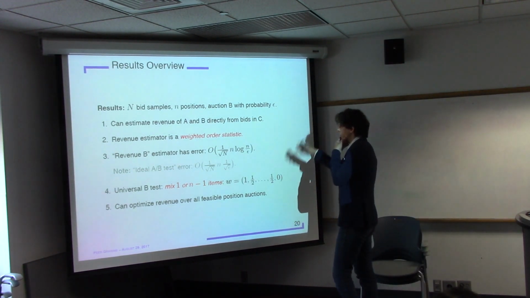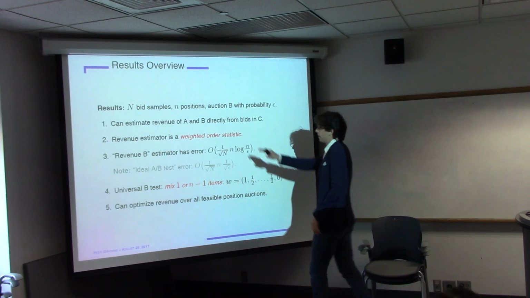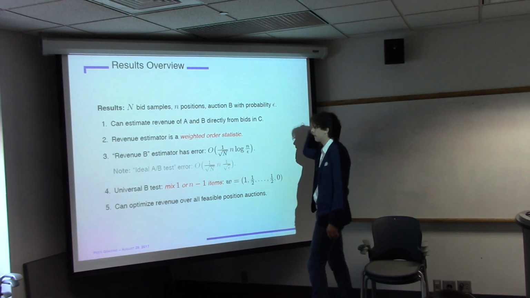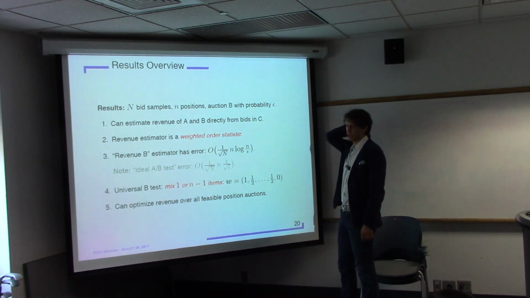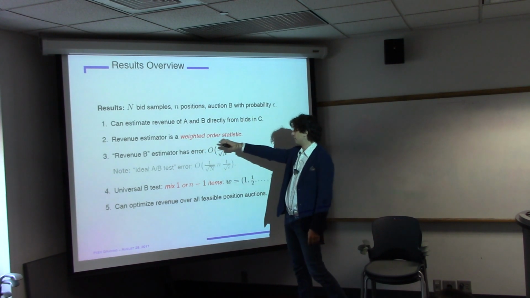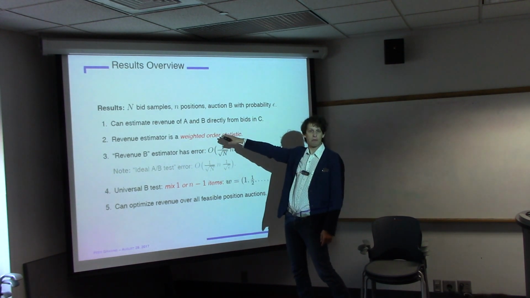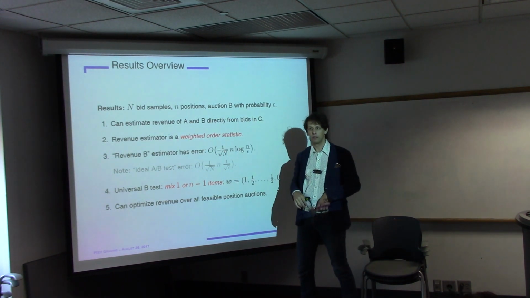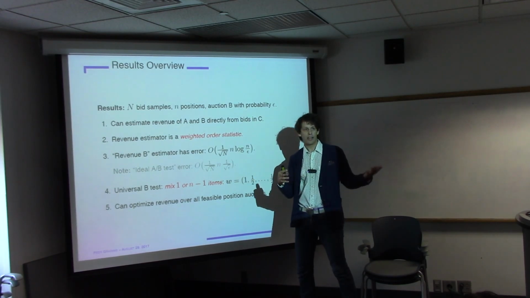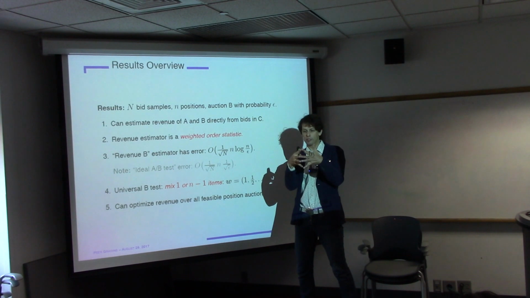Okay, so here are the results from this work. There's a revenue estimator that takes bids in A and B and directly calculates the bids in auction C, some auction you didn't run. This revenue estimator is just a weighted order statistic. What does that mean? Collect a bunch of bids. Given the auctions you ran and the auction you want to estimate, I'll tell you some coefficients. You take those bids, you sort them, you multiply by these coefficients and add them up. That's what your estimator looks like.